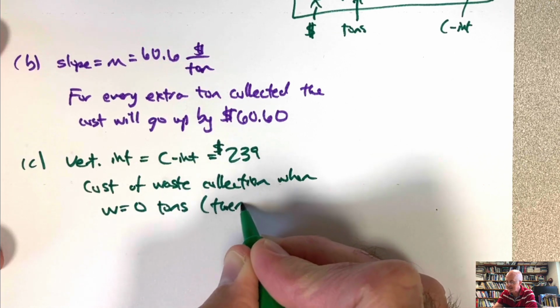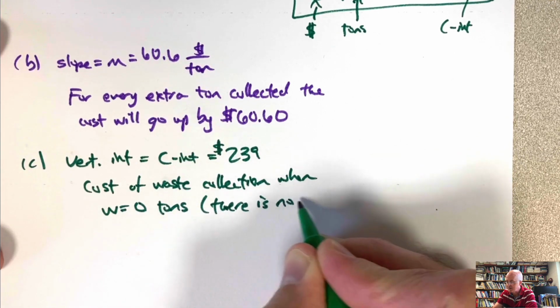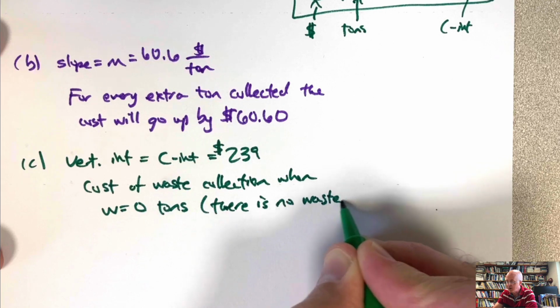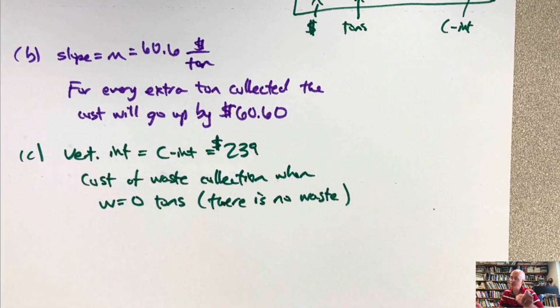Does that make sense? Should you be charged when you don't have any waste? Well, if you've set up some sort of contract to have the waste collected, yet you don't have any waste, you still got to pay based on the contract. In this case, evidently $239. So yes, it is something that could happen in real life.